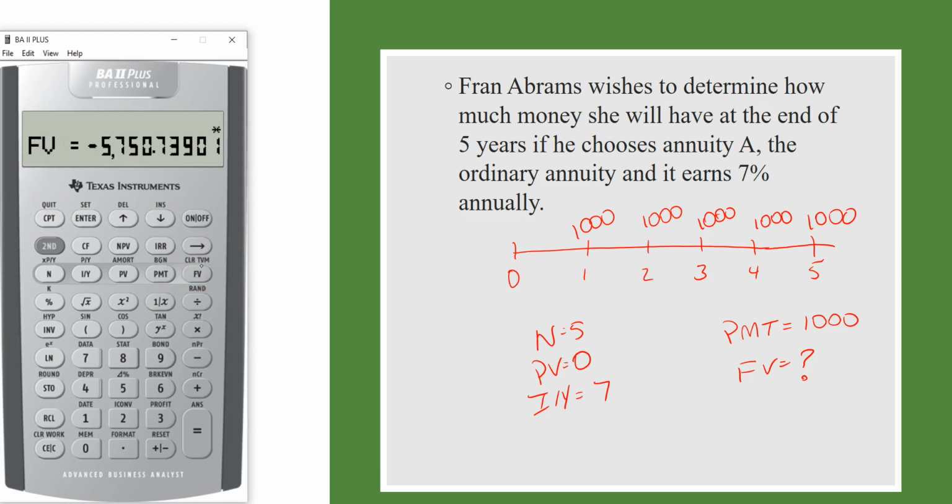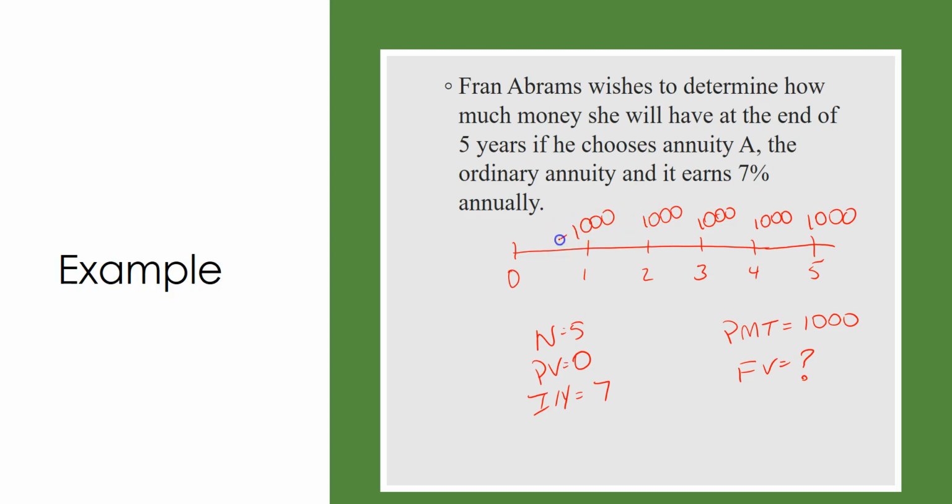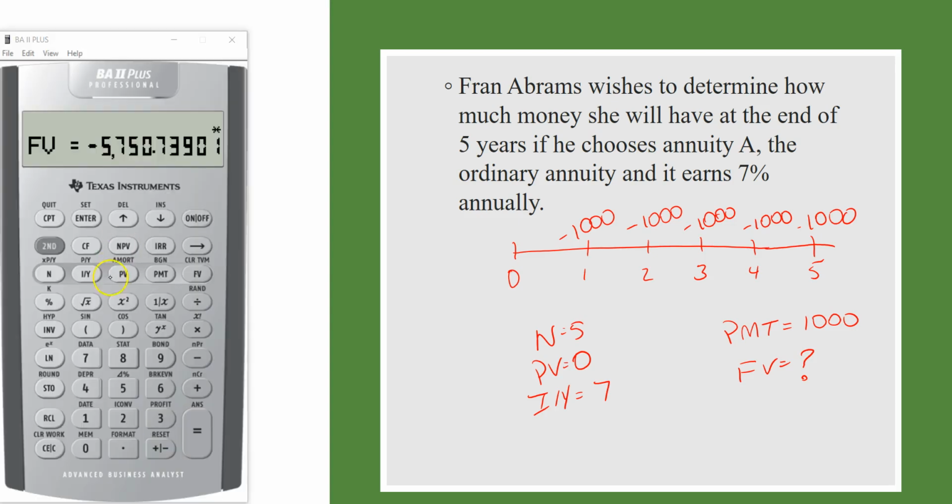So this is an example of how the negatives and positives can be purely there for interpretation. So we see that we get a negative $5,750.74. If instead you had interpreted this as, well, she's going to receive $1,000, but she's going to immediately put that into a savings account, so she's not actually touching it, she's receiving it, putting it into an account, so that's money going out of her pocket, then you would have gotten a positive 5,750.